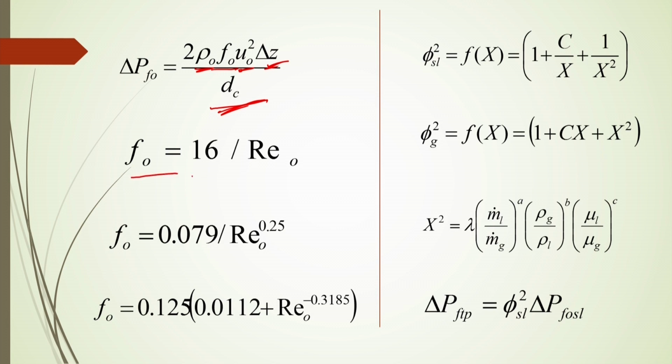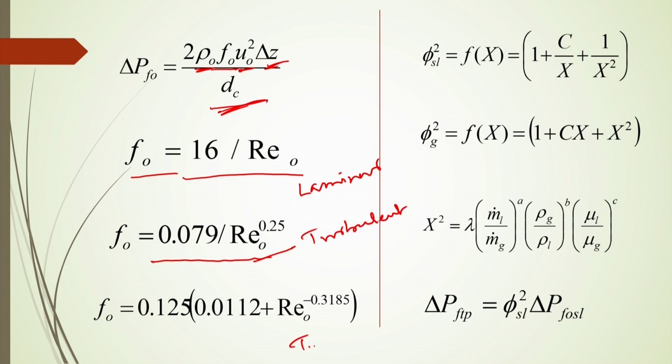And this f 0 is equal to 16 by Re 0 if it is laminar flow. f 0 is equal to 0.079 by Re 0 to the power 0.25, Reynolds number to the power 0.25, this Reynolds number will be based on the single phase, and it is for turbulent condition. So, this is for laminar condition and this is turbulent condition and this is for transition.